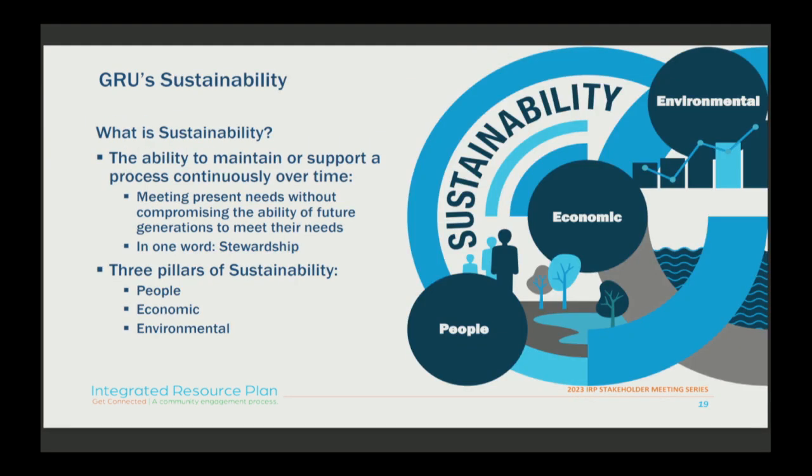And one of the things that I get asked when I say I'm the Chief Sustainability Officer is, what the heck does that mean? Tell me what is that exactly? So when you think about it and define it just from the dictionary, it's the ability to maintain or support a process continuously over time. When you boil it down and translate it a little more, it's meeting your current needs without bankrupting the folks coming after you and hamstringing them from being able to meet their needs, right?